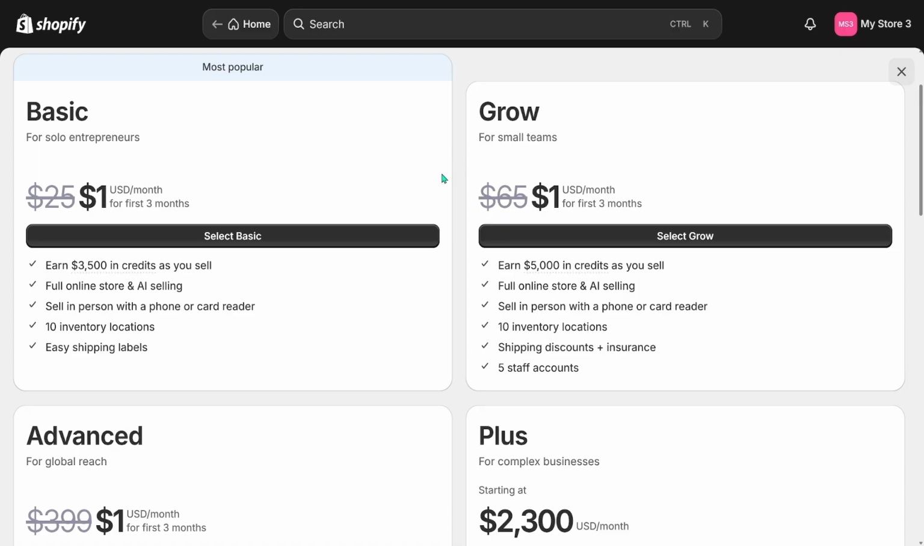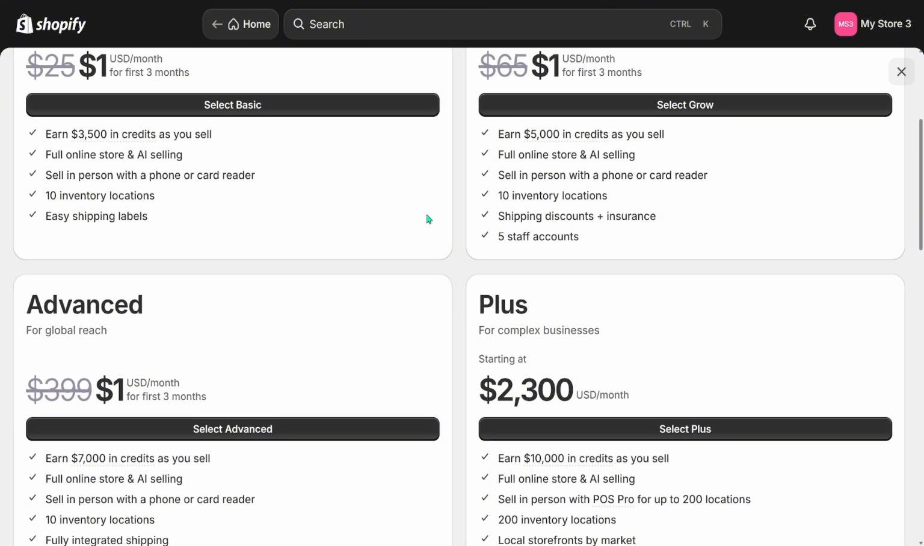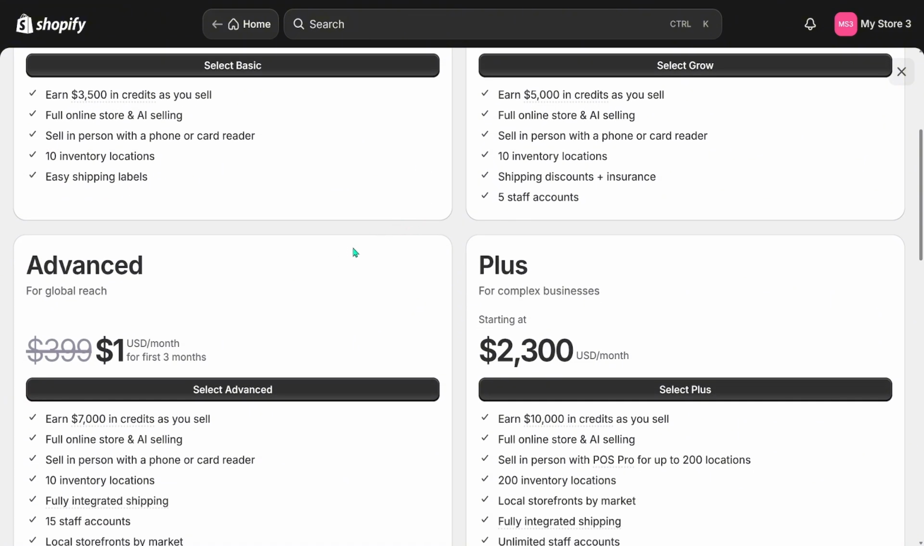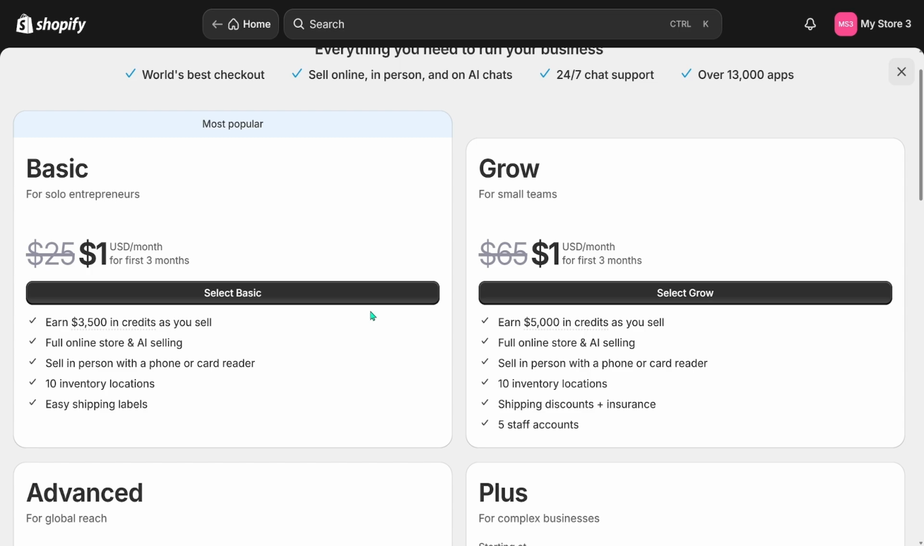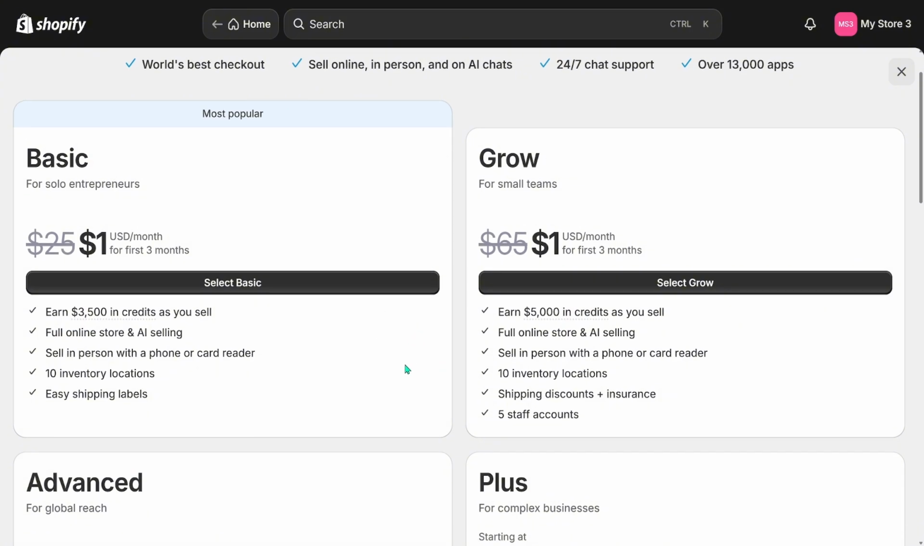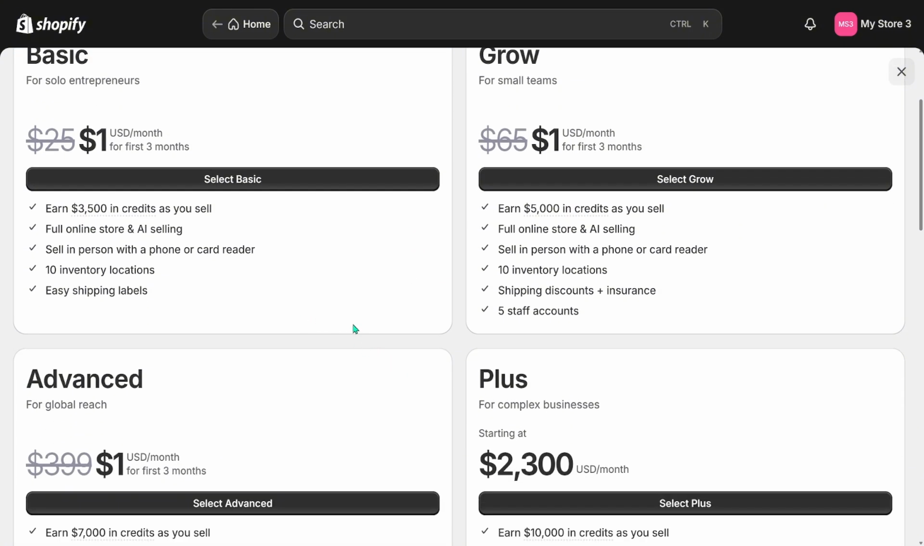So Shopify's true cost right here consists of monthly subscription plans. You could also change this one to yearly if you want to. You also have payment processing fees and the app overhead costs, okay? Understanding how these expenses interact is critical to predicting your actual monthly expenditure.